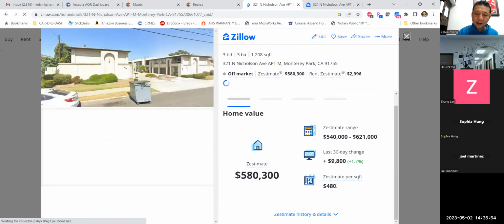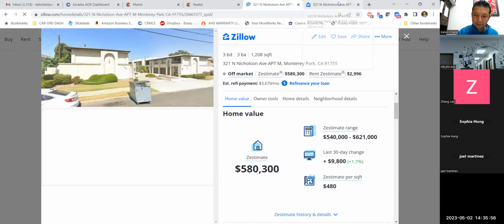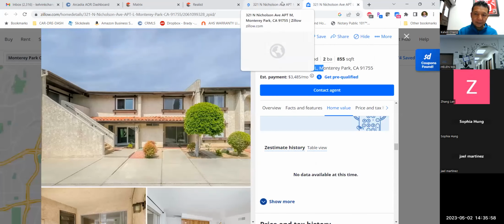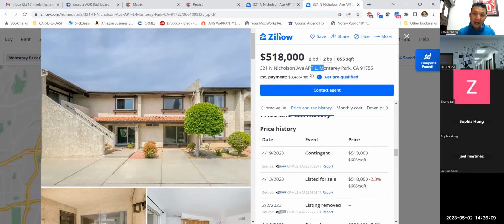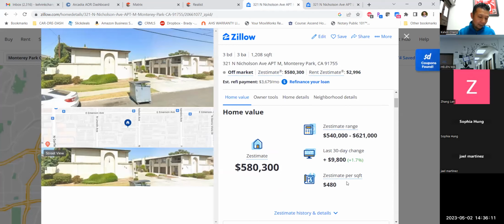They're using 480 per square foot. Okay. If I did the math, guys, my listing is 855 square feet. 855 times, even the higher side, is 480 per square foot. That gives a value of $410,000. Okay. 480 per square foot.